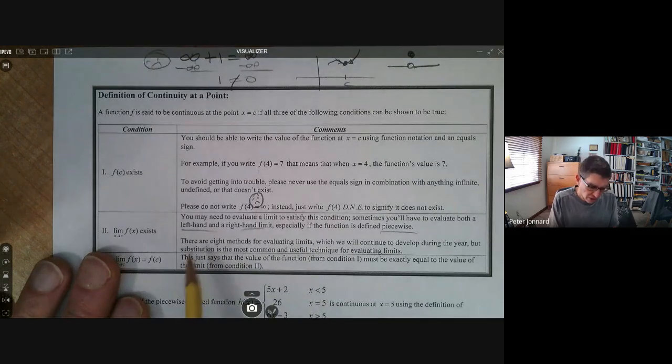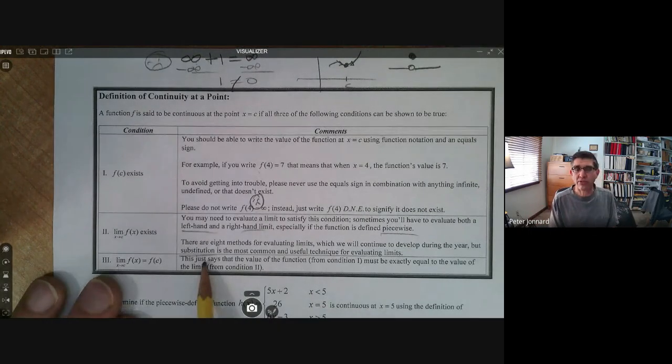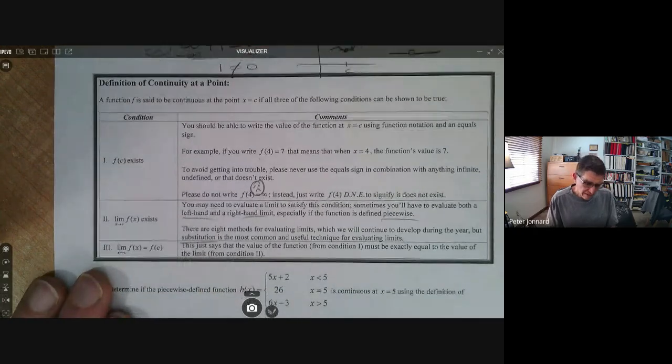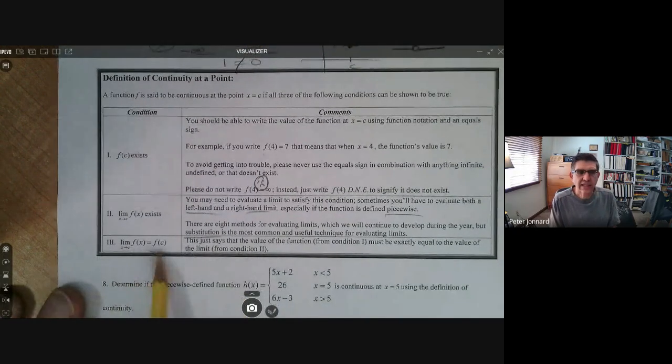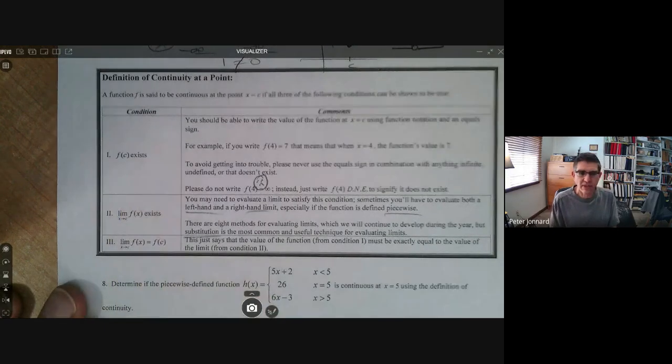But basically, substitution is the easiest one of all. You just plug the value of c into the function and hope that you're not dividing by 0 or something like that, and then you're fine. So usually you just substitute the number in and you're fine, okay? All right, and then finally, what this last condition says is, hey, look, the limit you get has to equal the value of the function. It basically is saying these two actually have to be equal.